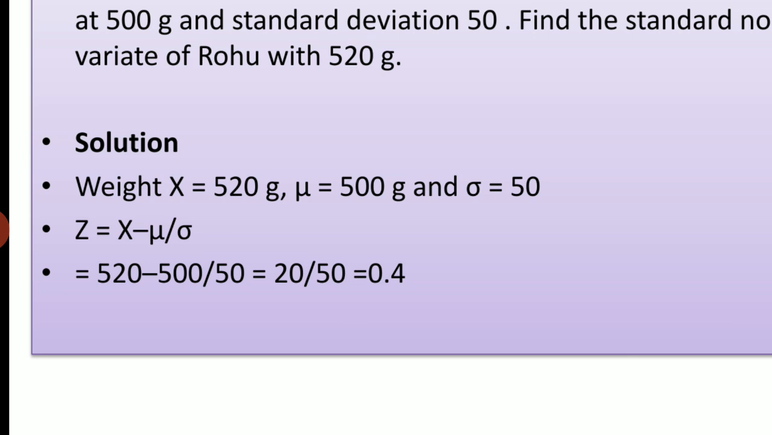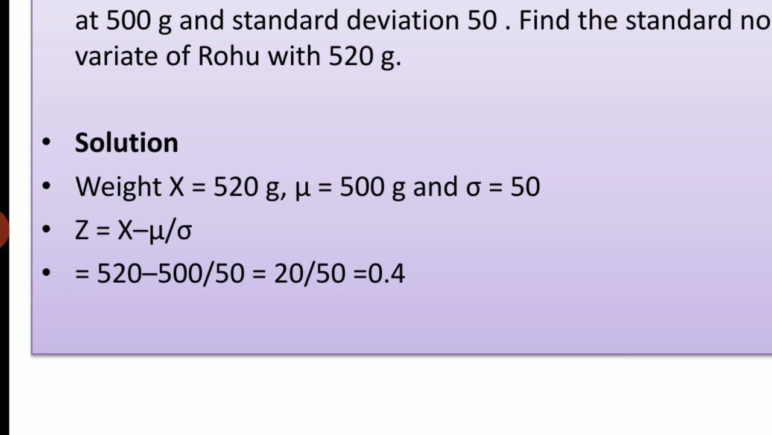If you put it in the z transformation formula, z is equal to x minus mu divided by sigma. So it will come around 520 minus 500 divided by 50. So 20 divided by 50 is equal to 0.4. So the chance of getting 520 grams of fish in a catch of this particular type will be 0.4 out of 1. Okay, so it will come around 40%. 40% of fishes will be of 520 grams.